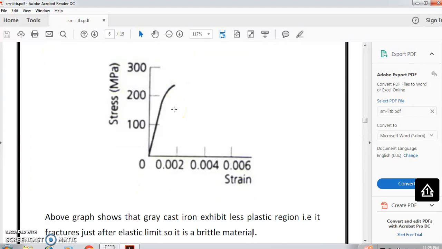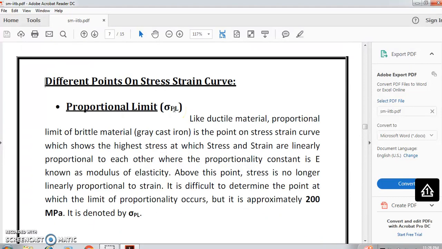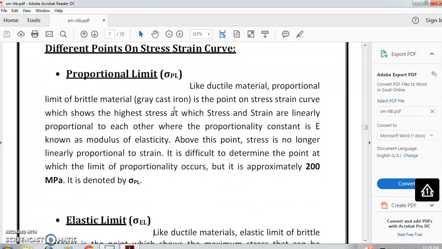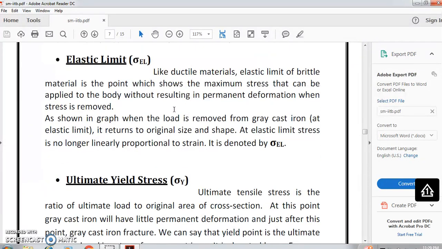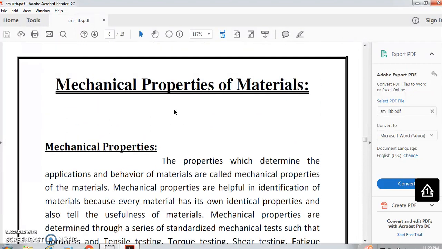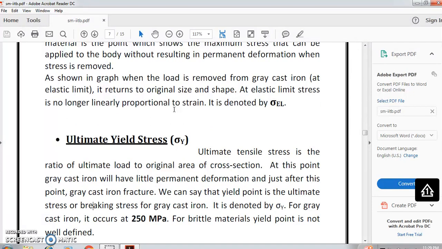Generally, these properties are observed in glass. Glass is the best example of a brittle material.